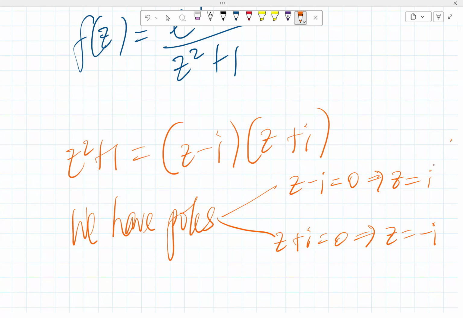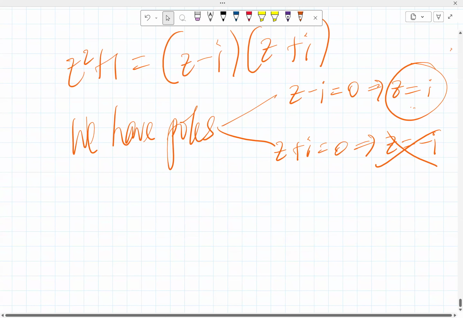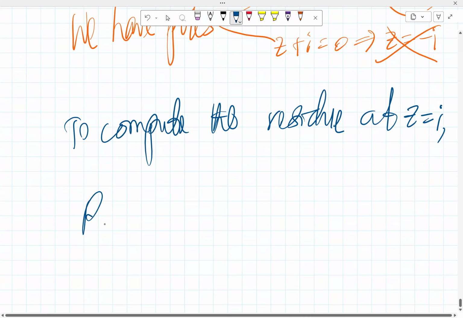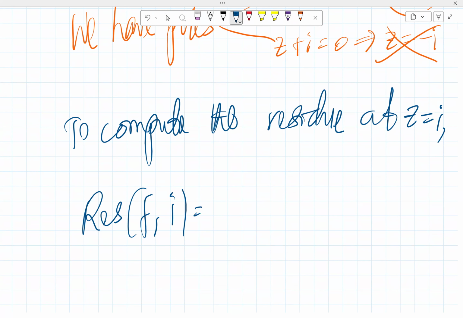So, this is the one in the upper plane. So we forget about this and we focus on this. So we now need to compute the residue at z equals i. The residue of the function f at z equals i is the limit as z approaches i.